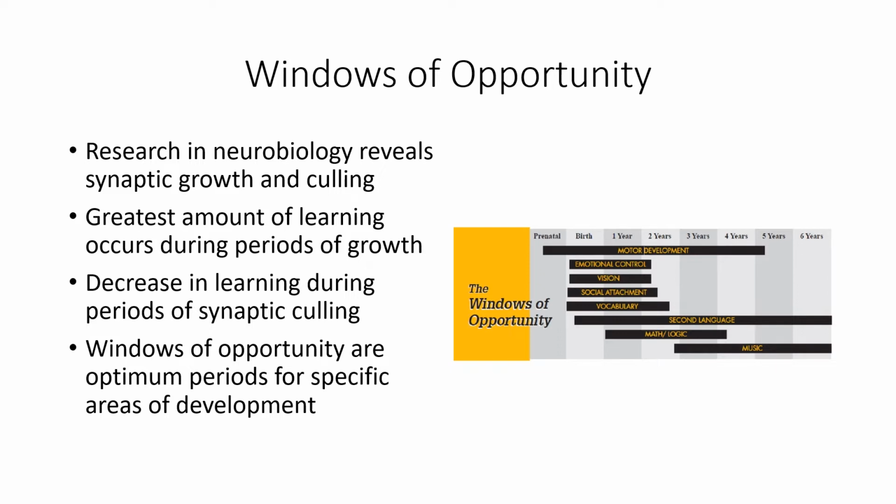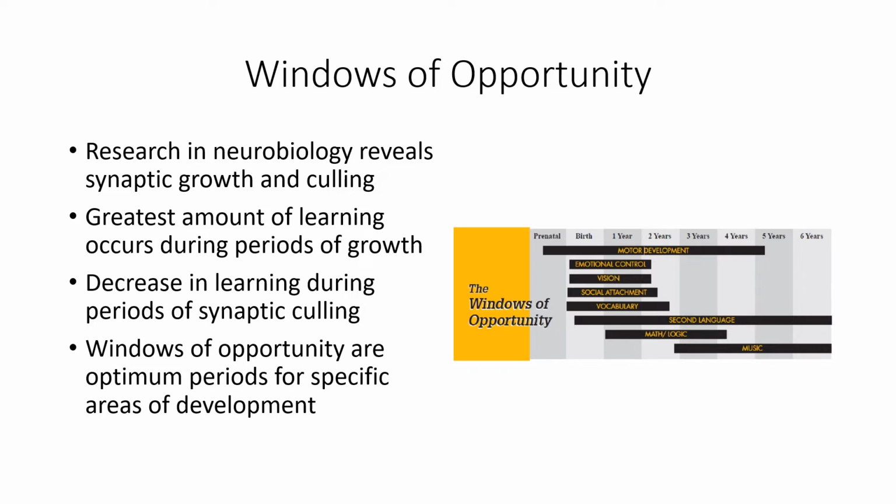The critical period hypothesis actually has its roots in what we know about neurobiology. We know that there are periods of synaptic growth when the brain is making huge numbers of new connections and growing in all directions. It's not that there are more brain cells, but they are becoming more connected. These periods of growth are followed by periods of culling, where those connections that are not used much are cut, or dissolved. Areas of the brain that are not being used are reassigned to other purposes. And there is a significant decrease in learning during those periods of synaptic culling.